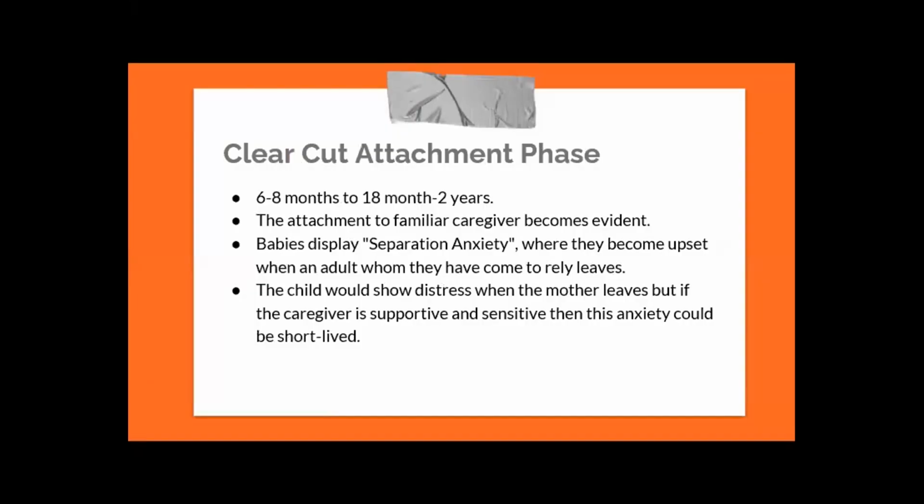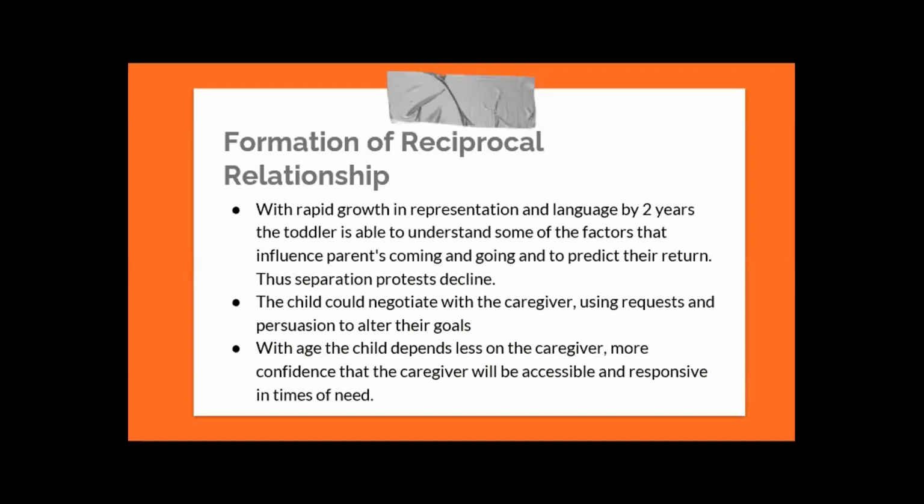Third is the phase of attachment. In this phase, the baby will start to develop separation anxiety, in which the child is upset if the adult whom they trust leaves. The child would show distress when the mother leaves, and if the caregiver is supportive and sensitive, then this anxiety could be short-lived. Formation of reciprocal relationships with rapid growth in representation and language.